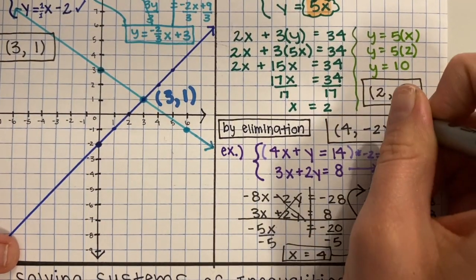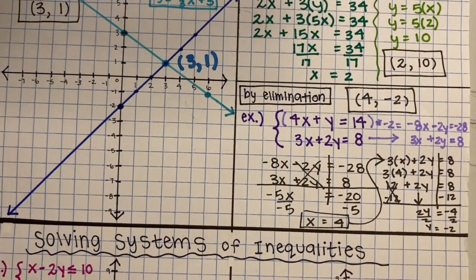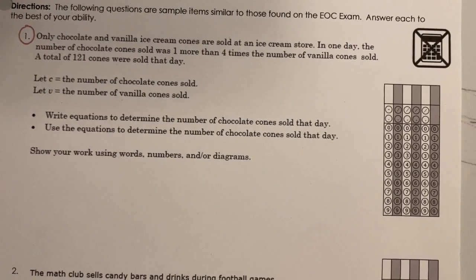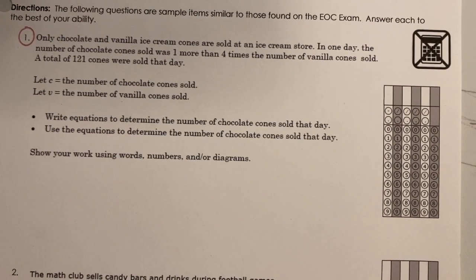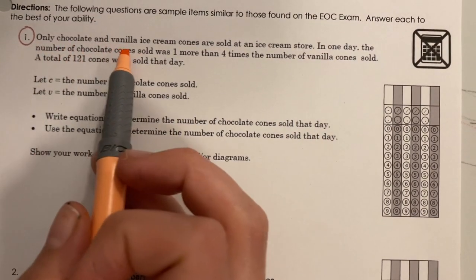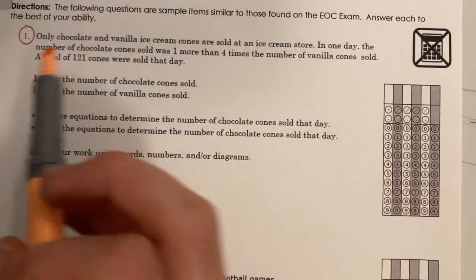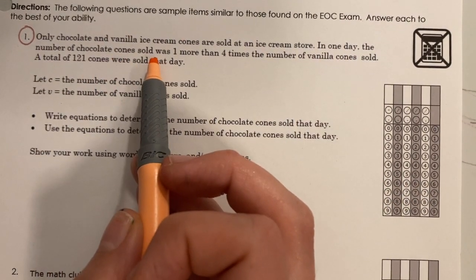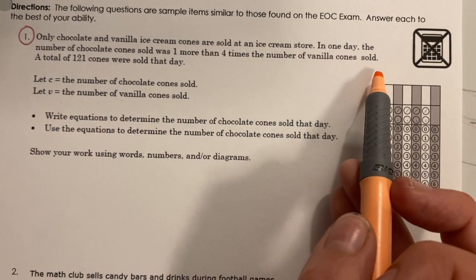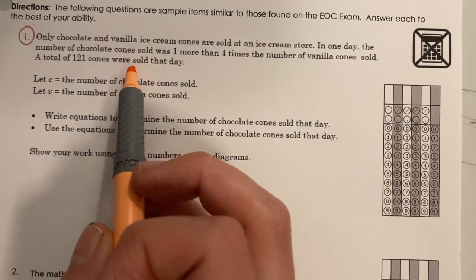So those are our 3 methods of solving a systems of equations. I want us to see what this could look like as an EOC problem. My first step when I have a word problem is to read the problem. So I'm going to read this problem. Only chocolate and vanilla ice cream cones are sold at an ice cream store. In one day, the number of chocolate cones sold was 1 more than 4 times the number of vanilla cones sold. A total of 121 cones were sold that day.